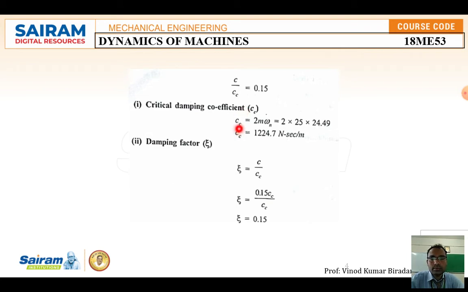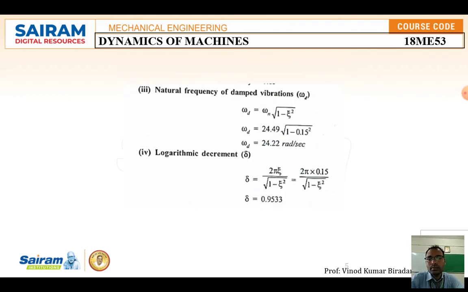Now the second one is asking about the damping factor. So what is the formula for damping factor? Damping factor zeta is equal to C by Cc, but we know this value C by Cc is equal to 0.15. So wherever C by Cc is there, just write it here, so you get zeta equal to 0.15. Otherwise we can use this formula also. C is equal to 0.15 Cc, so 0.15 Cc by Cc, the Cc cancels, so remaining you get 0.15 only. So this is the zeta value. We calculated both the critical damping coefficient and the zeta value here.